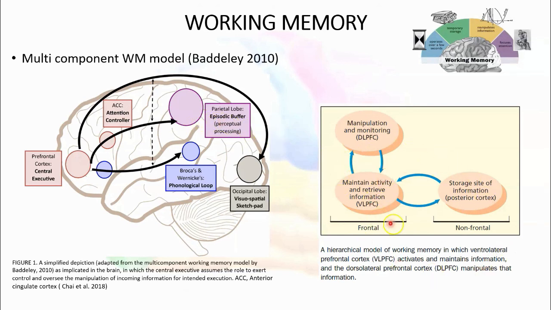This figure shows the hierarchical model of working memory in which the ventrolateral prefrontal cortex activates and maintains information, and the dorsolateral prefrontal cortex manipulates the information. So the prefrontal cortex shows its role as a controller executive.